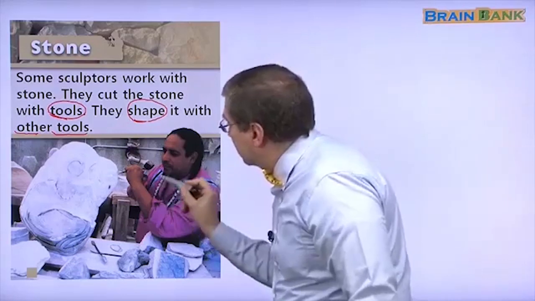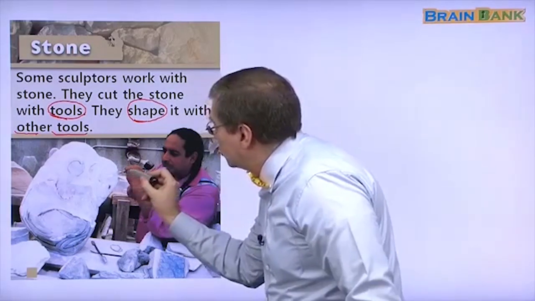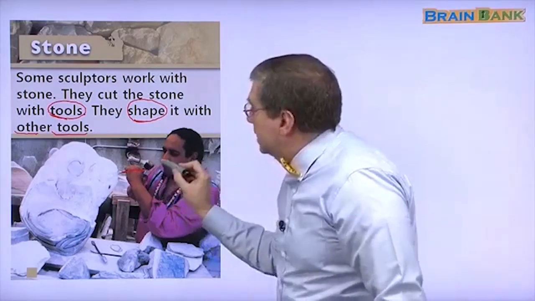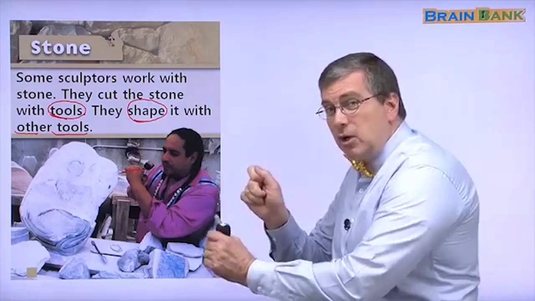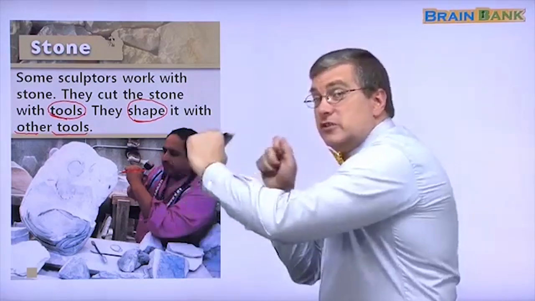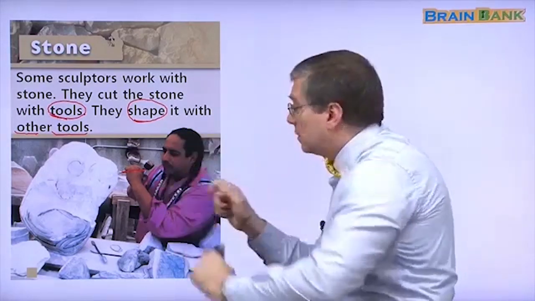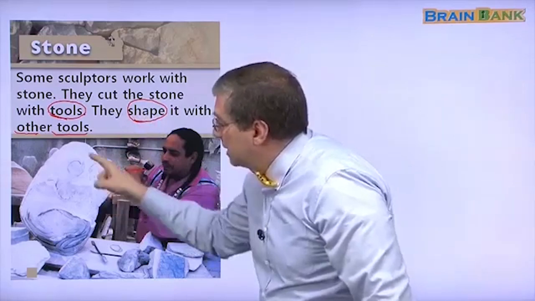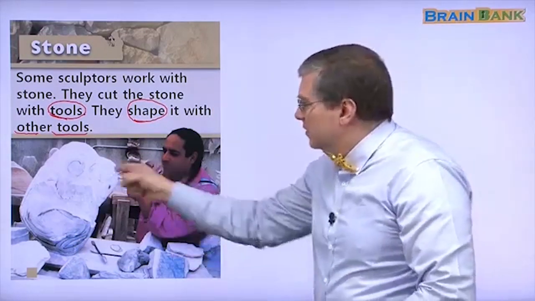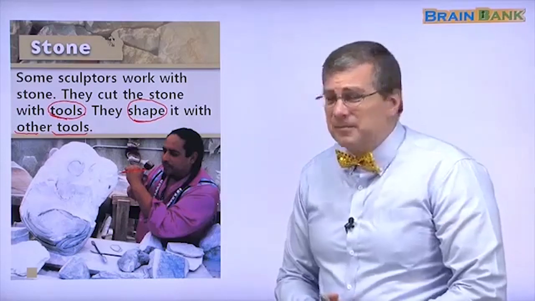So what is he doing? He has a stone chisel and he's using a hammer here. So he's using a stone hammer and a stone chisel, we saw them before. Stone hammer, stone chisel, to shape this stone into something. Do we know what he's making?